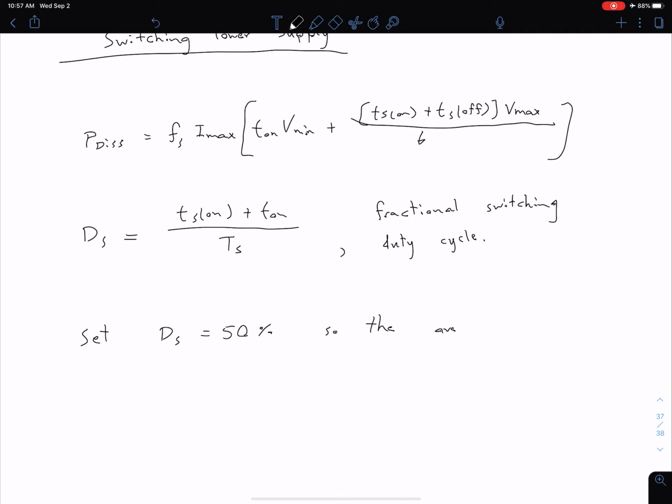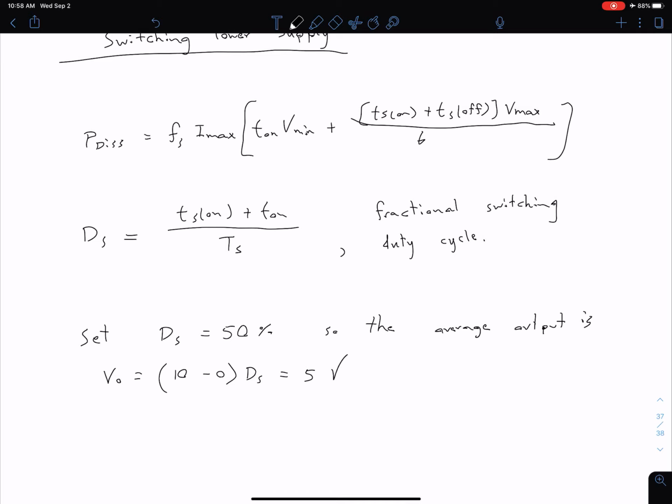So our average output is V out. If we're switching, our two states are all of the voltage, which is 10, or none of the voltage, which is 0. So we're either 10 or 0, and we multiply that by our fractional switching duty cycle to get the average. In this case, multiplying by 50% gives us 5 volts.